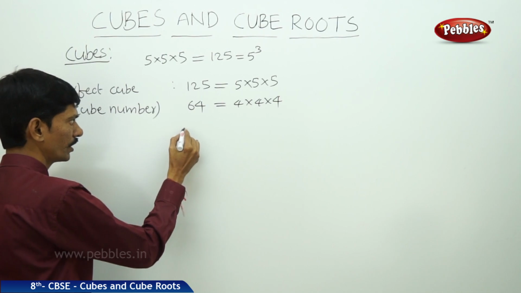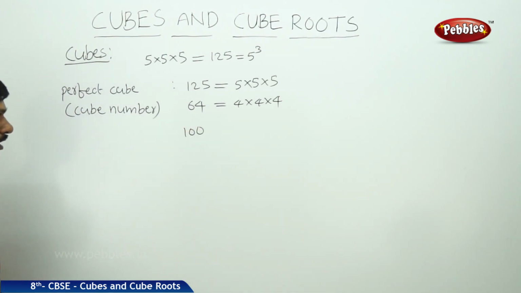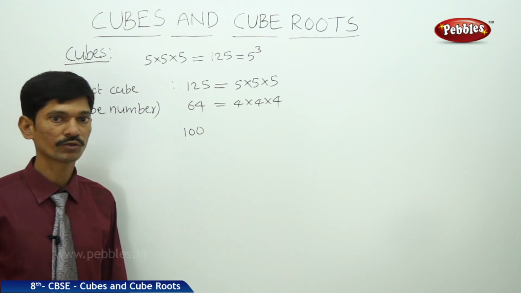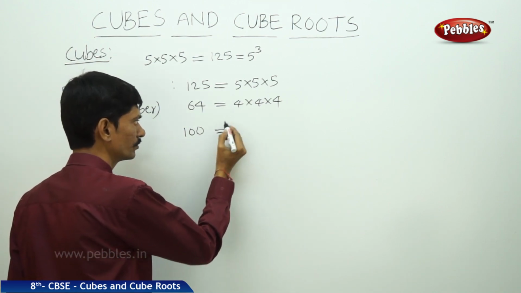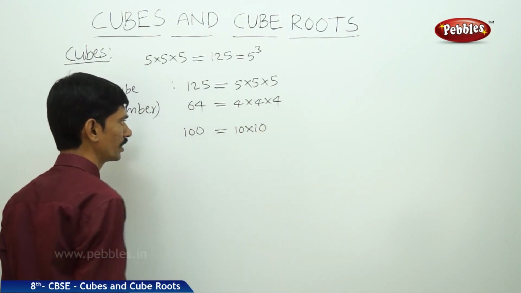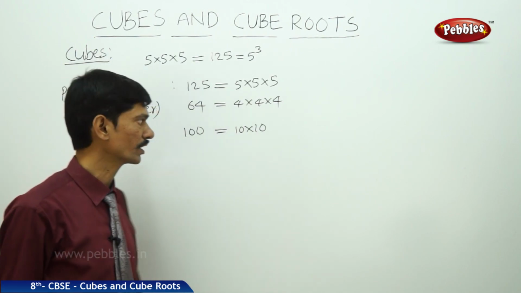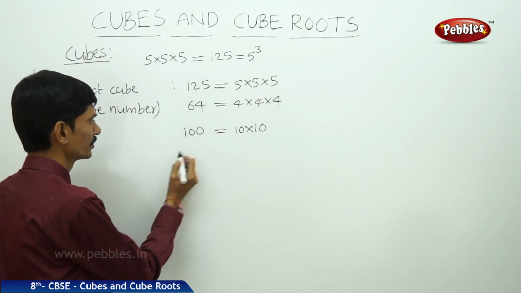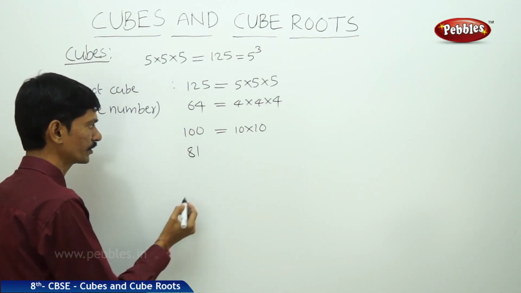Then what about 100? Is 100 a perfect cube or a cube number? No, because 100 can be written as a product of only 2 equal factors, like 10 into 10. So it is not a perfect cube or a cube number. Then what about 81? Is 81 a perfect cube?